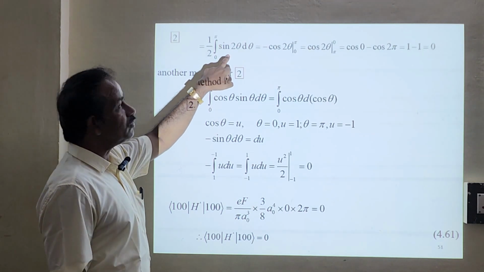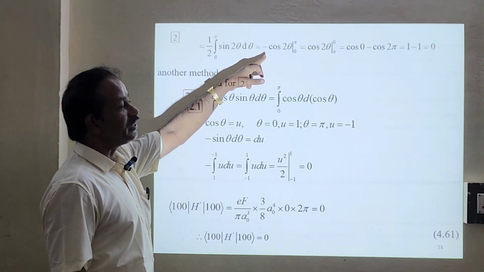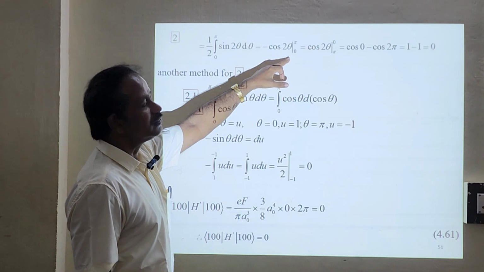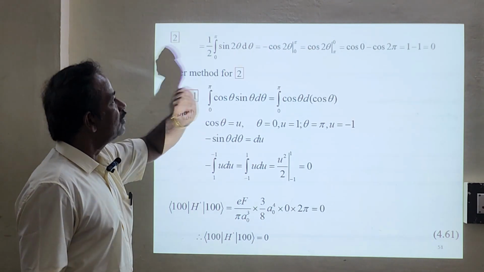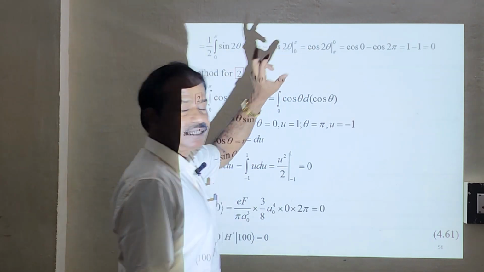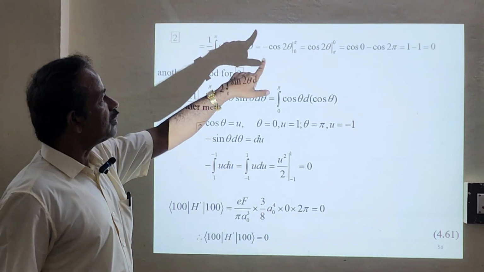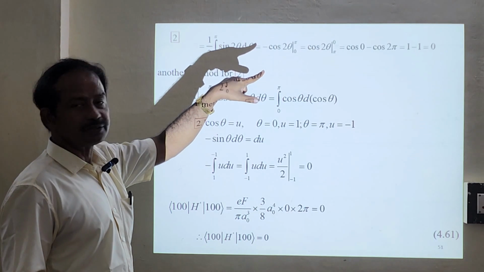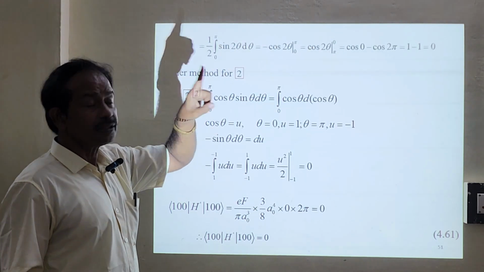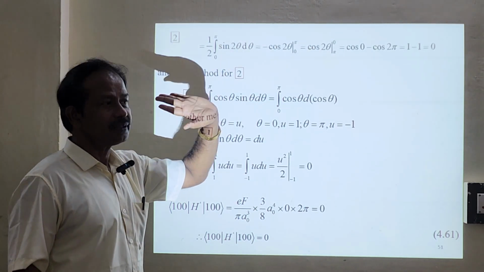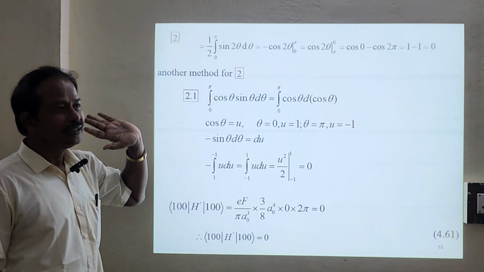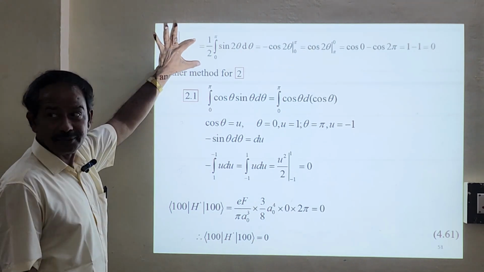So sin 2 theta you can integrate, that will give you the answer as minus cos 2 theta, correct? So 0 to pi. So remove the minus sign, I am going to change the limits. So that will give you cos 2 theta from pi to 0. Substitute the limits, cos 0 minus cos 2 pi. Cos 0 is 1, cos 2 pi also 1. So 1 minus 1, answer is 0. Simple one. So the answer for the second integral is 0.